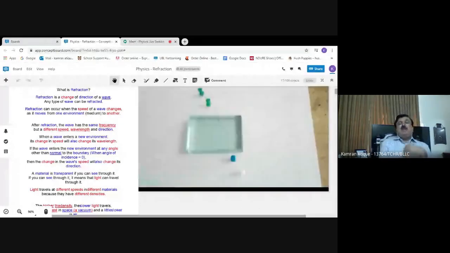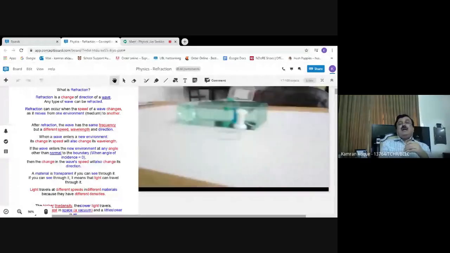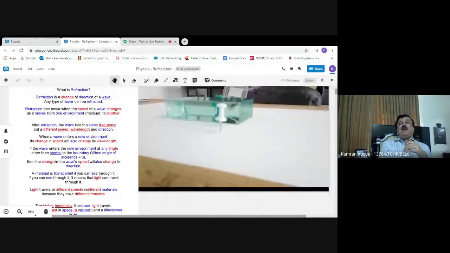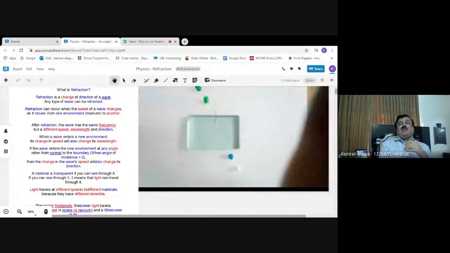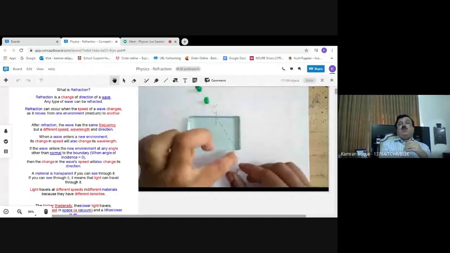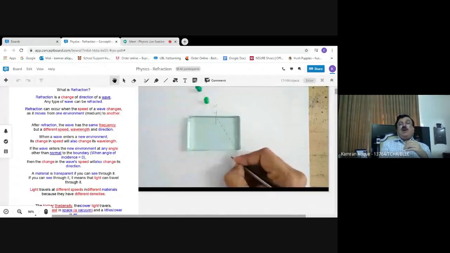We did that experiment with the help of a ray box. Now you can see the teacher is looking through the glass block at the images of pin 1 and pin 2, and then the teacher has placed pin 3 and pin 4 in a straight line with pin 1 and pin 2.